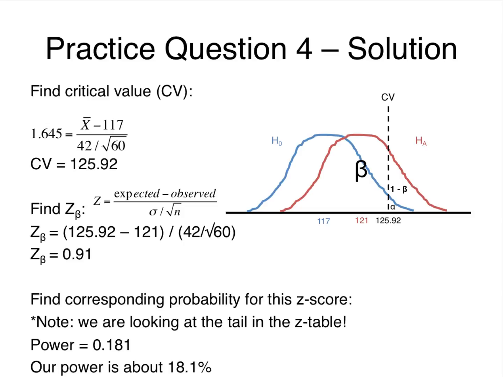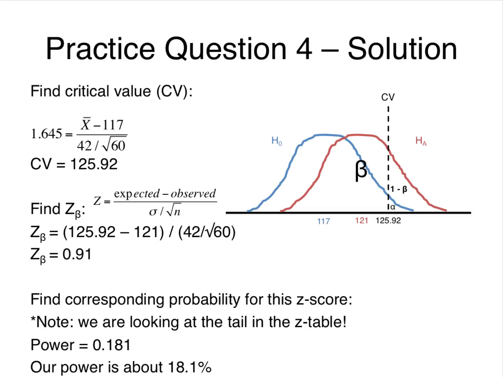Now, last week when I was just introducing the concept of power, I mentioned that the next step is to subtract this probability from 1. But there's actually a little bit more nuance to this. We subtract this value of 0.181 from 1 only if our observed score is more extreme or further away from the hypothesized mean than our critical value. In this case, our observed score of 121 is less extreme or is closer to the hypothesized value of 117 than our critical value of 125.92. So in this case, the value of 0.181 is actually equal to our power. So in other words, our power is 18.1%.